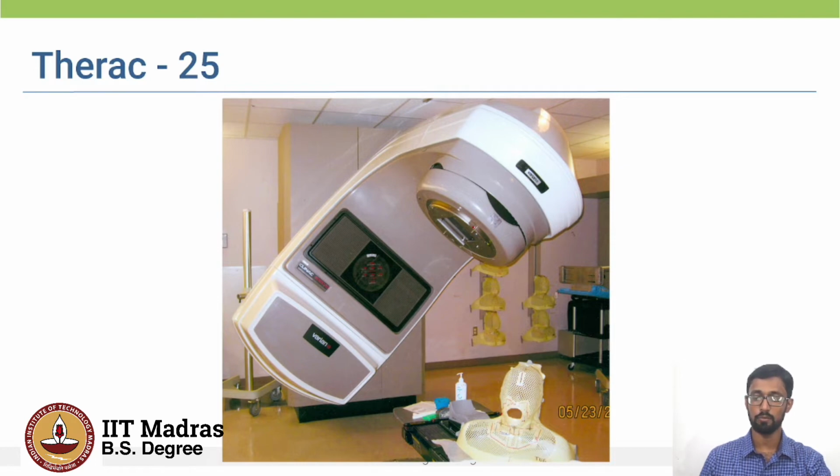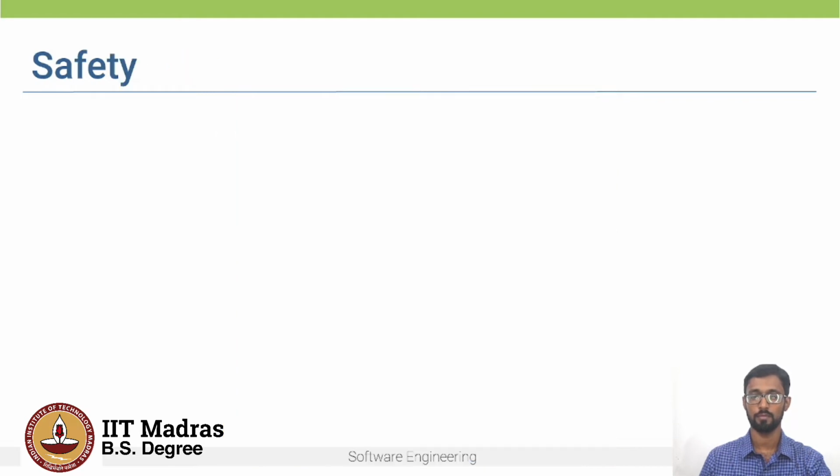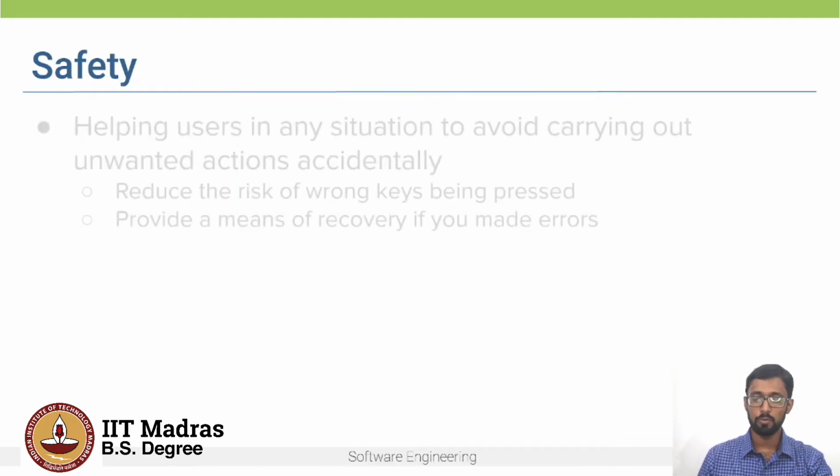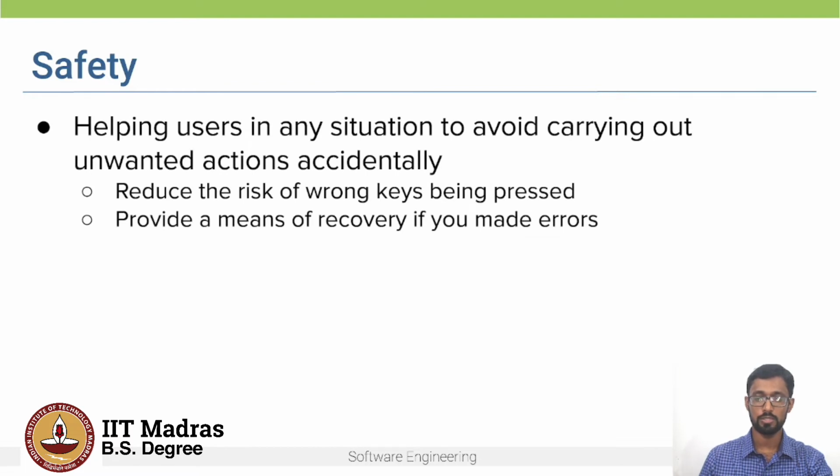However, one day while treating a patient, the operator pressed X for the X-ray mode instead of E for the electron mode. And this led to excess radiation and the death of a patient. However, most of us won't be using or designing such safety critical systems. And the second aspect of safety is helping users in any situation to avoid carrying out unwanted actions accidentally.